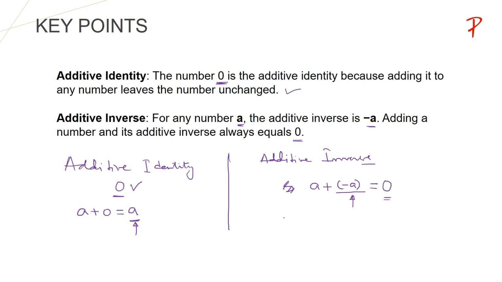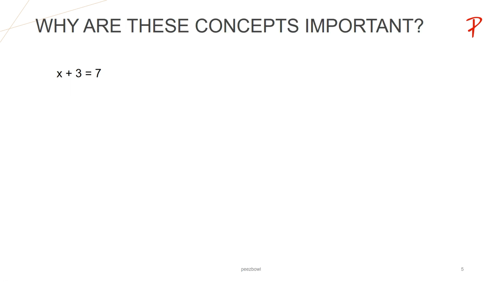So for any positive number, additive inverse is always a negative number. Positive number, additive inverse, I call it add.inv, is always a negative number. And for any negative number, additive inverse is going to be a positive number. Okay? Now let us learn why these concepts are important, why you should learn additive identity and additive inverse, right?